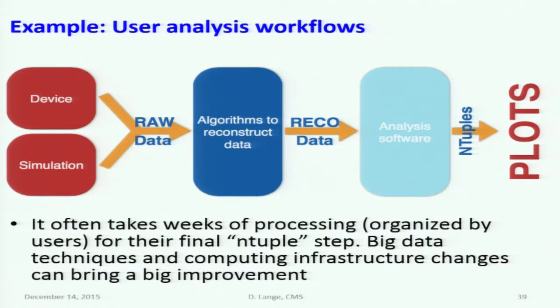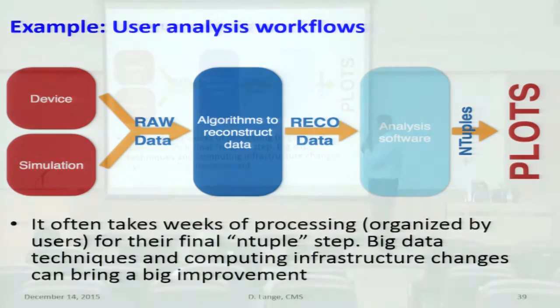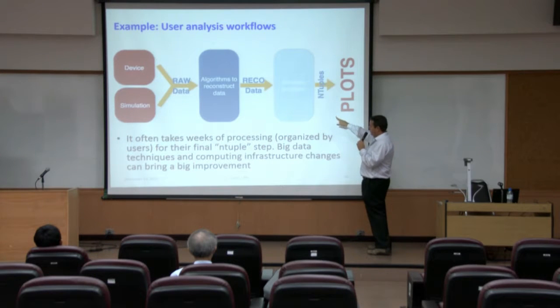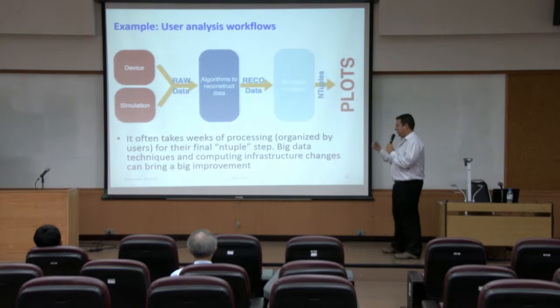So this was an example of our typical data analysis workflow. The part on the left is basically the central computing system, and then the part here is what users take care of. We have this concept of an n-tuple, which can be thought of as a large vector of information that ends up taking weeks of processing to make. And of course you need that. Our current way of doing analysis is you spend a lot of time making this so-called n-tuple, and then from that you can make the plots that discover the Higgs.